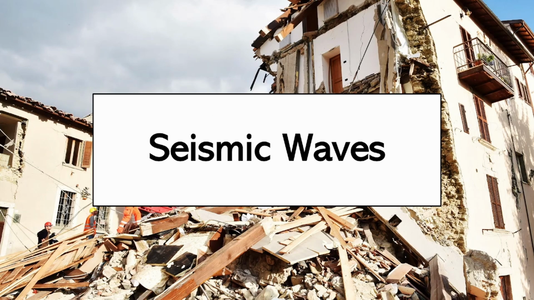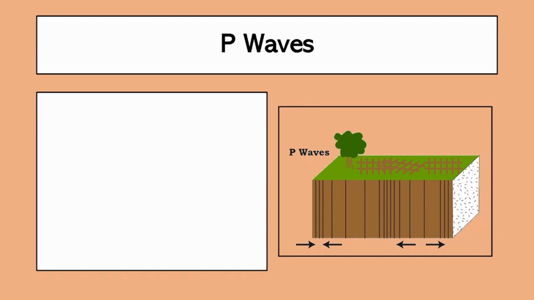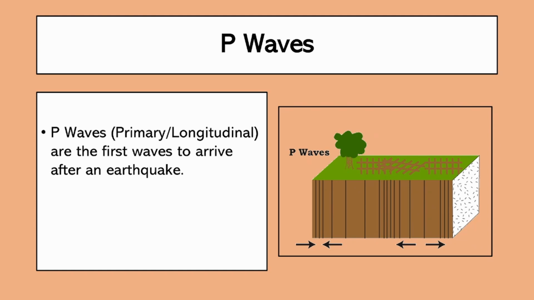So, seismic waves, we just talked about them before. There are 2 main types, and we'll start off with the first type, which is called a P wave. A P wave, also known as a primary wave or a longitudinal wave, is the first kind of wave to arrive immediately after an earthquake happens at its focus point. As soon as that energy is released, your P wave is going to be the first one to reach the surface of the earth.